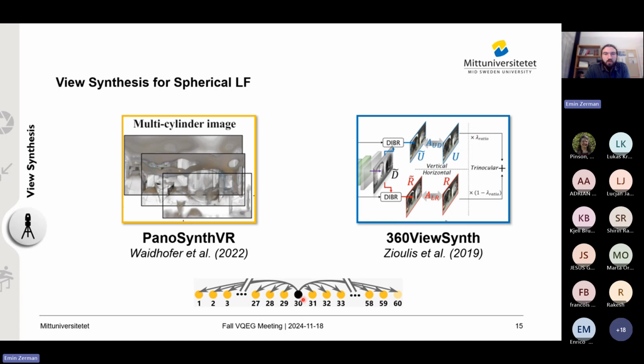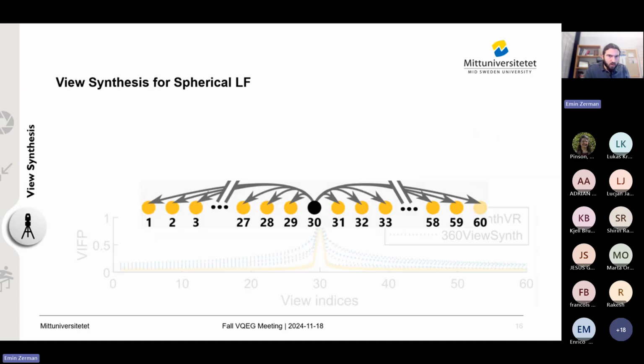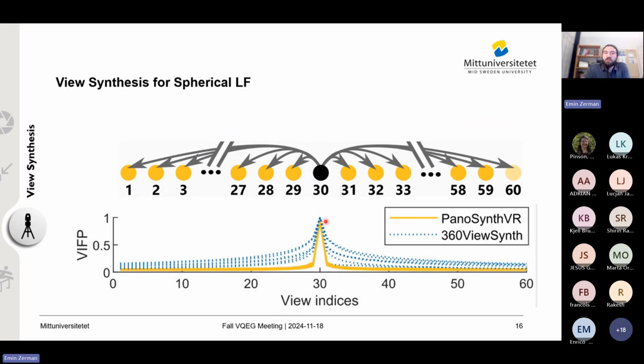And in this one, in order to create a challenge, we selected only the center view as the anchor point. That is the initial location for these view synthesis algorithms. And then we tried to estimate each of the other remaining views, starting from this anchor view in the center. Which then turned out that at the center, we have a very high quality because this is the original data. And then while we are getting away from this anchor point, the quality reduces significantly with a drop. And we can see here that 360 view synthesis is better than PanaSynth VR in this case.